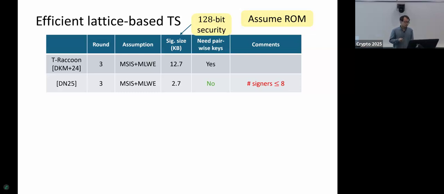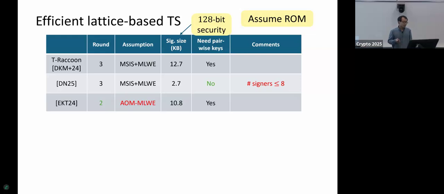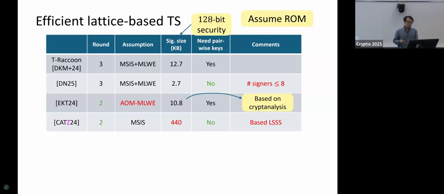And other schemes focus on better round complexity. Patel et al. proposed a 2-round scheme, but it's based on a non-standard assumption proposed in their paper. In particular, the signature size is estimated based on their cryptanalysis of the new assumption. And in our prior work, we also proposed a 2-round scheme, based on a standard assumption, that avoids the setup of pairwise keys. However, it requires a much larger signature size, in particular because it uses a special linear secret sharing scheme.